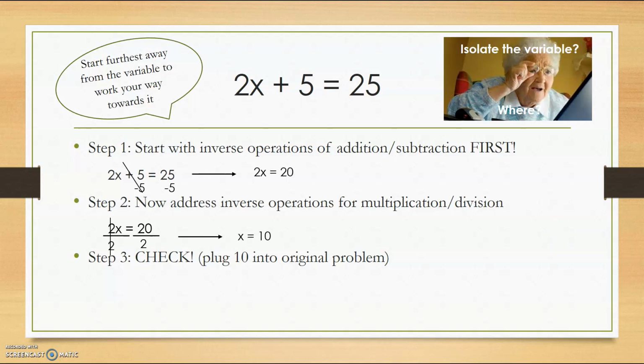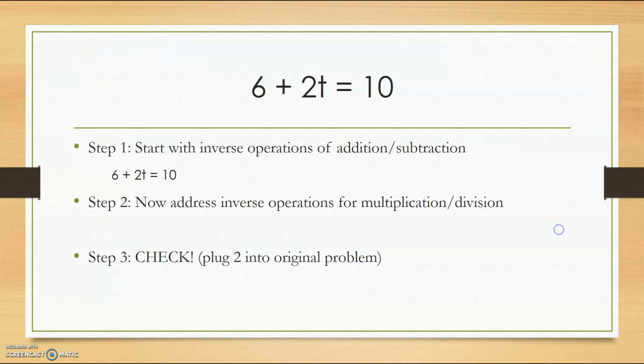You're going to take it and plug it back into the equation. So I'm going to take my variable, which in this case we said was 10, and I'm going to substitute it for x. So in this case, I have 2 times 10 plus 5. Is this a true statement? If I simplify, yes it is. Okay, so 10 is my solution.